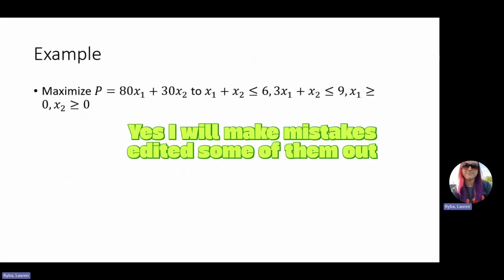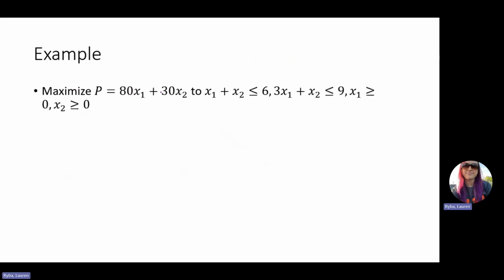All right, so we want to maximize 80x1 plus 30x2. 2x1 plus x2 is less than or equal to 6. 3x1 plus x2 is less than or equal to 9. x1 and x2 are greater than or equal to 0.